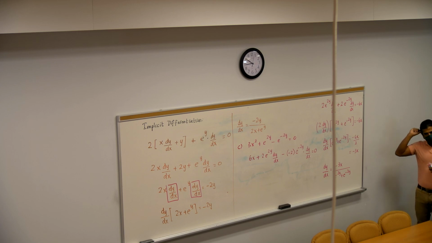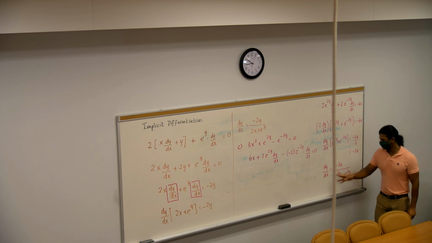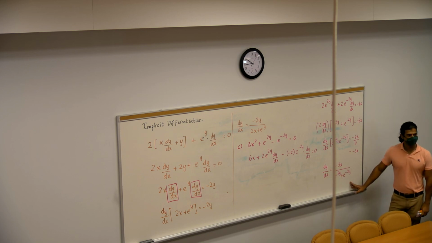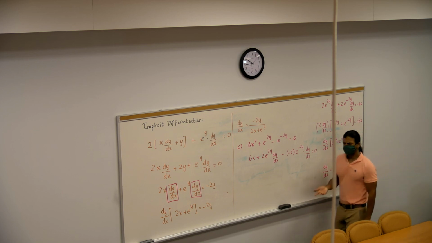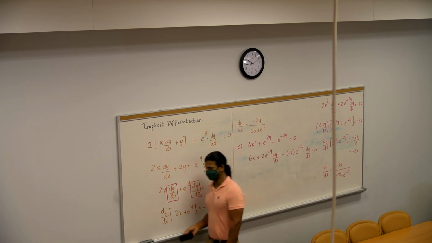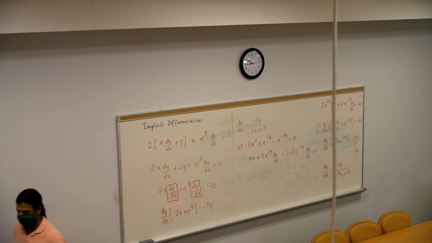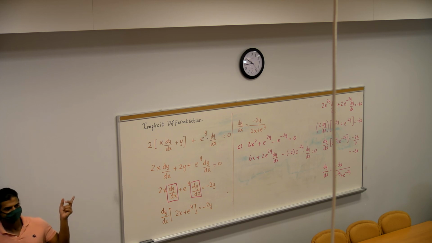Does that make sense? So that's what we call implicit differentiation. Things could get really complicated with implicit differentiation, especially if you try to find the second derivative and so forth, but this is elementary calculus, so this is all you need to know. Are we clear? Yes? Okay.